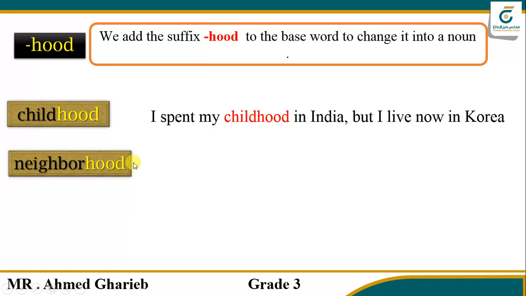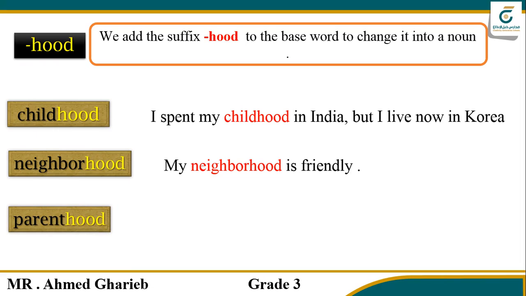Neighborhood. So neighbor is people or anyone that lives around you. Neighborhood is also a noun and it means the area around your house, all houses around your house, also the people living around you. Okay? My neighborhood is friendly. I mean all people living around me are friendly. Also, if I say my neighborhood is rich, all people living around me are rich. Okay?